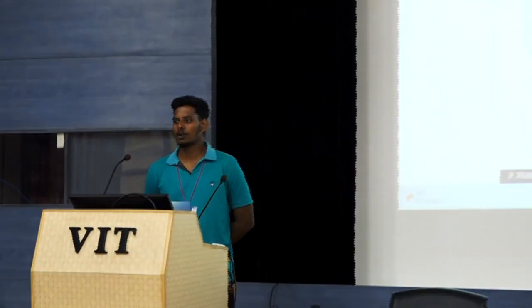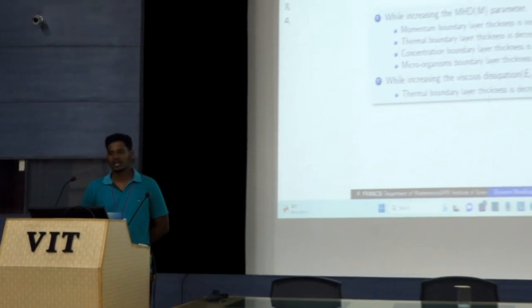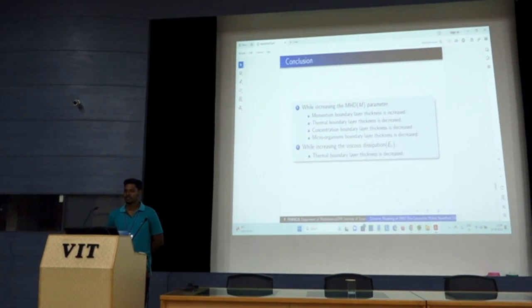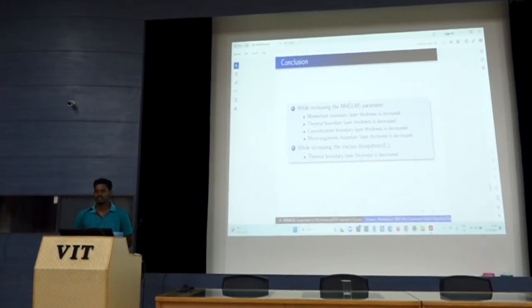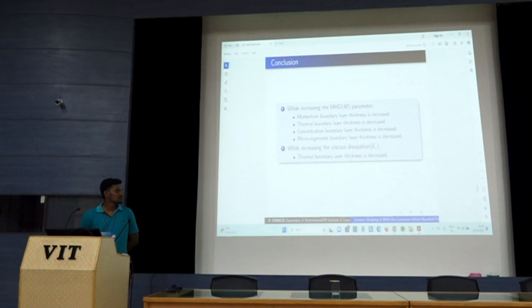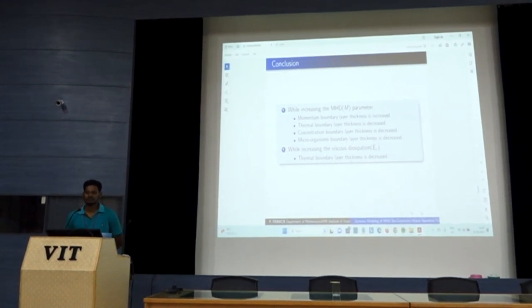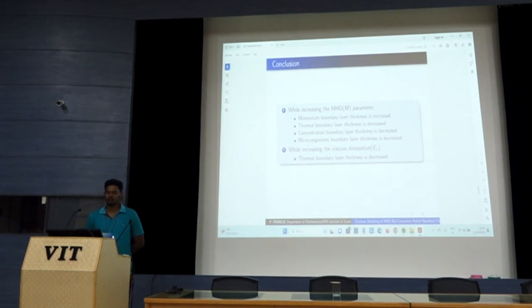Conclusions. A lot of researchers have shown that nanoparticles give a high heat transfer rate. Here I am using hybrid nanofluid, and hybrid nanofluid gives a better result compared to nanofluid. While using MST, we can get maximum heat transfer compared to normal fluid flow. For MST, I can give some examples: for MRI scans we are using MST.